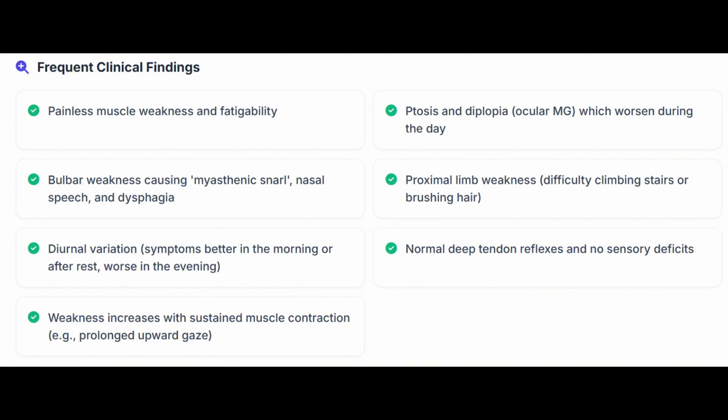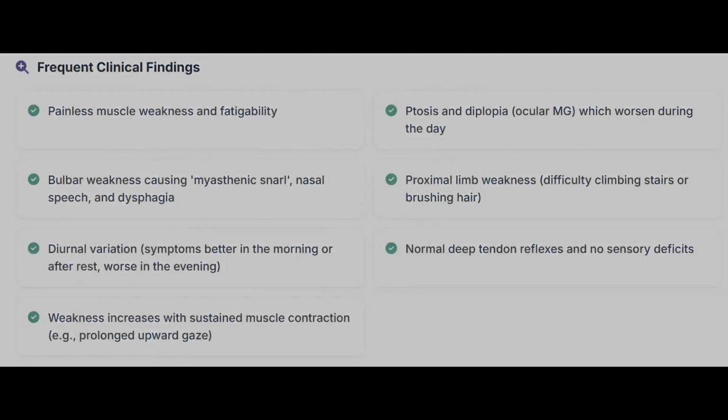We can confirm this fatigability at the bedside by eliciting sustained muscle contraction, for example, observing for increasing ptosis during a prolonged upward gaze. This pattern of fluctuating, effort-dependent weakness is central to your clinical diagnosis.